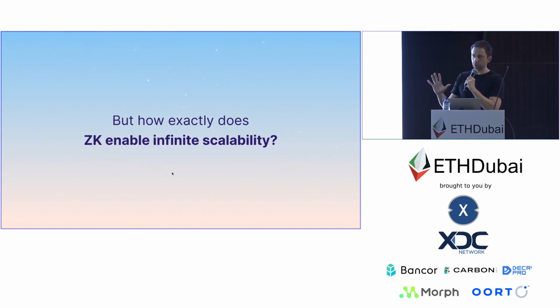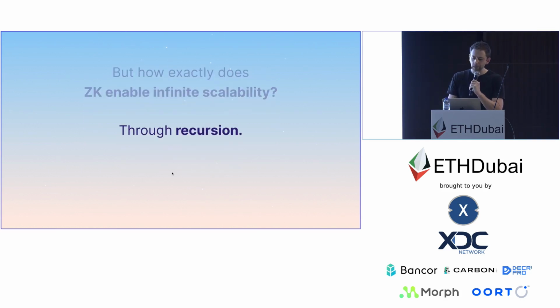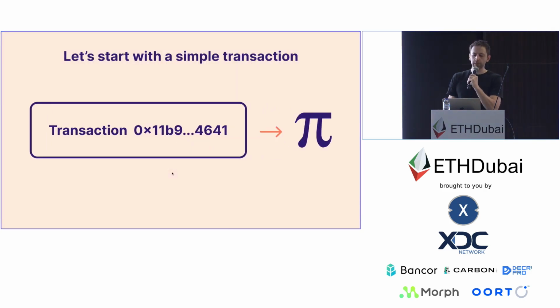And I also want to give you an intuition how this works internally, why it's possible. Through recursion. How many of you are familiar with recursion? Great. So let's start with a simple transaction on a ZK rollup. The transaction can be large, it can be doing some complex things, but then we can produce a short proof verifying all of the logic of this transaction, including signature, sender balance, recipient balance correctly updated, all the logic of smart contracts executed, etc. We have this one single proof.